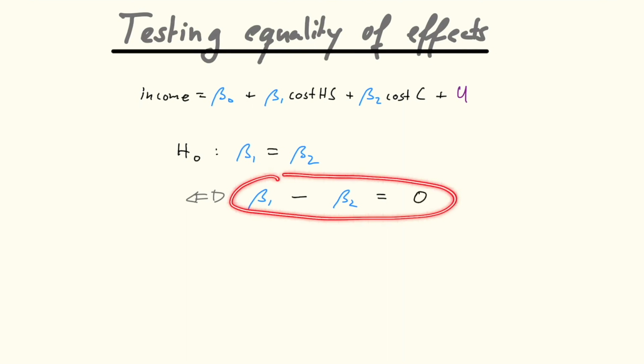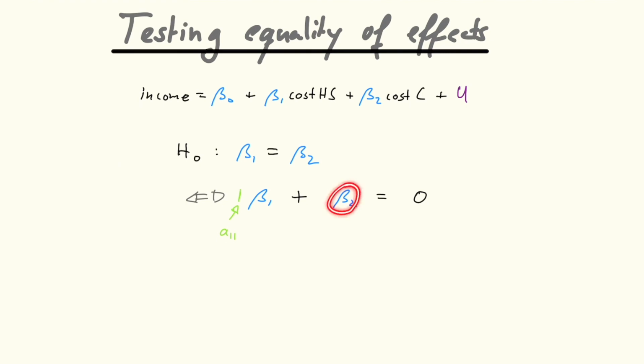This is a linear restriction. Why is that? We can think of the beta 1 as being pre-multiplied by an a11 that is equal to 1. So this would be our a11. This minus may as well be a plus, but then to keep the expression unchanged, we have to pre-multiply the beta 2 by a minus 1, and this would be our a12. Then the 0 here obviously is our b1.